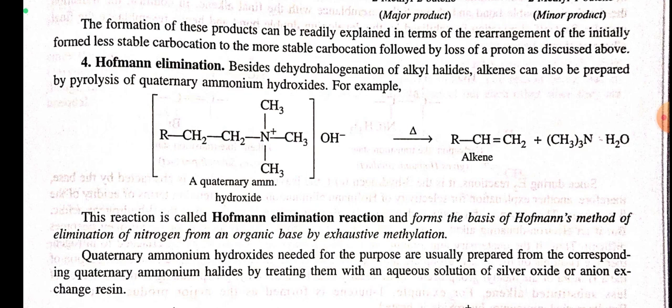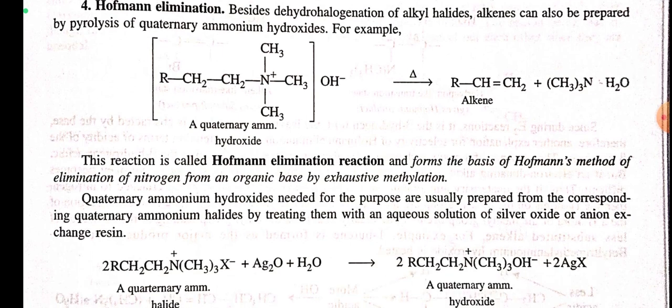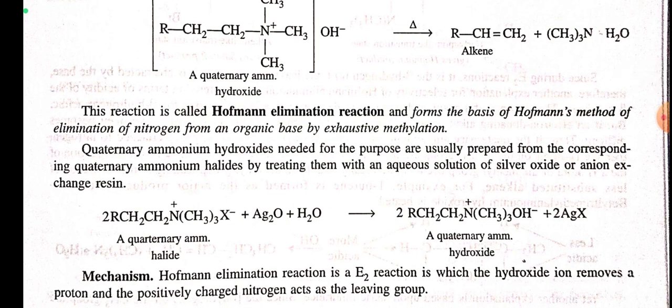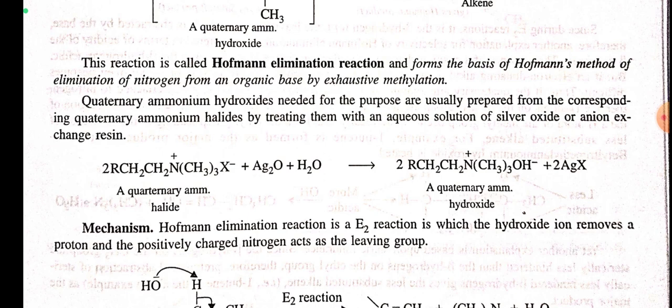Hofmann elimination. Besides dehydrohalogenation of alkyl halides, alkene can also be prepared by the pyrolysis of quaternary ammonium hydroxide. A quaternary ammonium hydroxide gives alkene, (CH3)3N, plus H2O. This reaction is called Hofmann elimination reaction and forms the basis of Hofmann's method of elimination of nitrogen from an organic base by exhaustive methylation. Quaternary ammonium hydroxides needed for this purpose are usually prepared from the corresponding quaternary ammonium halides by treating them with aqueous solution of silver oxide or anion exchange resin.